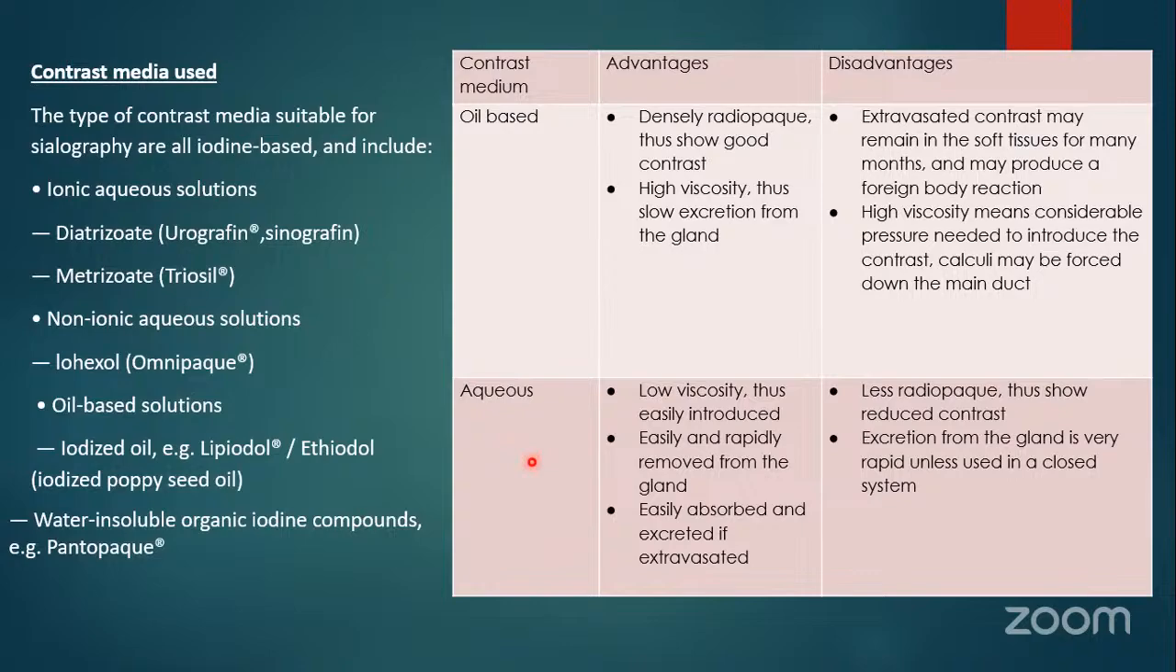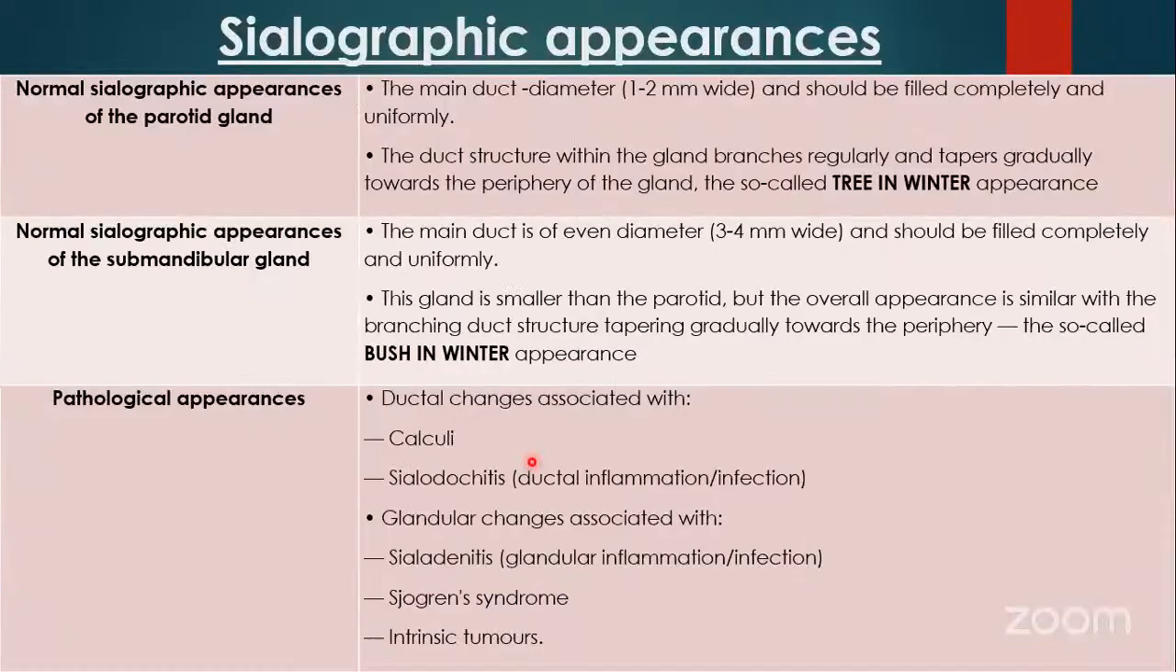MCQs pertaining to sialography have been based on the appearances only. So they might ask you what is the sialographic appearance of your parotid gland or your submandibular gland. I think a few MCQs have been asked in the previous papers. So these are the key points that you have to keep in mind. The normal sialographic appearance of a good parotid gland will be a tree in winter appearance.